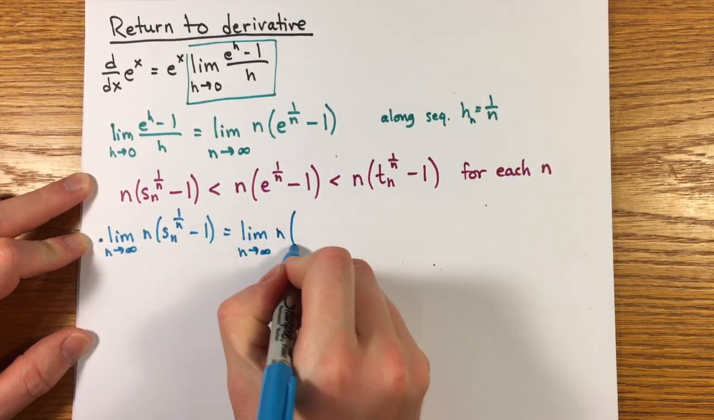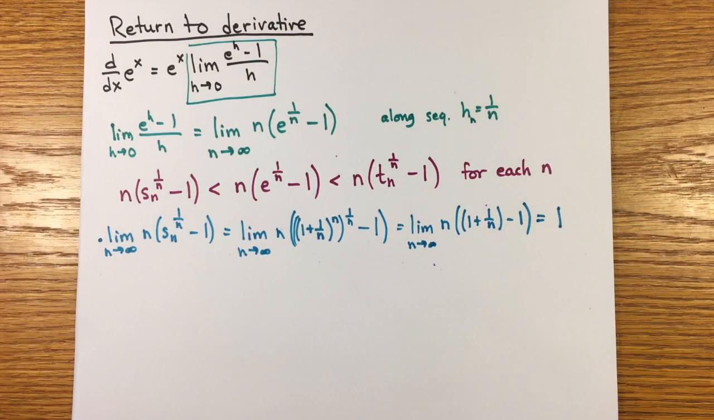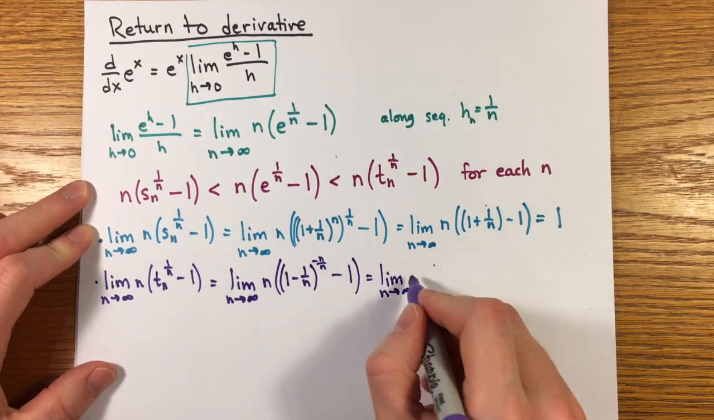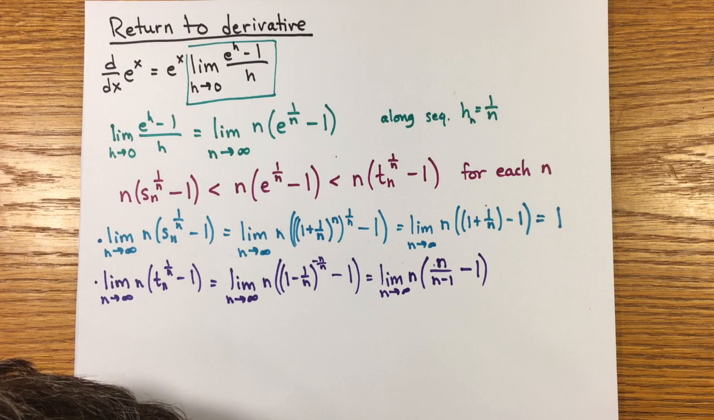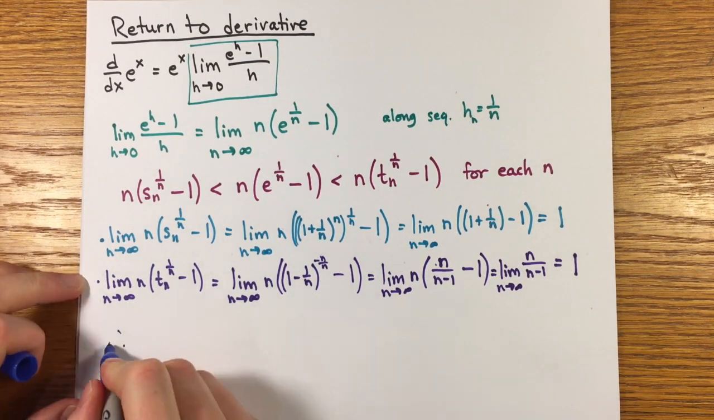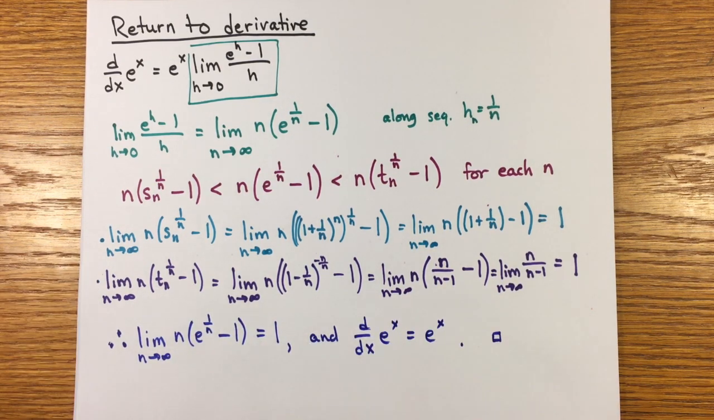Note that for any fixed n, we have n times (S_n^(1/n) - 1) is less than n times (e^(1/n) - 1), which is less than n times (T_n^(1/n) - 1). And the outer two expressions both have limit 1 as n goes to infinity, so the limit with the number e is squeezed in between, and it follows that e^x is its own derivative.